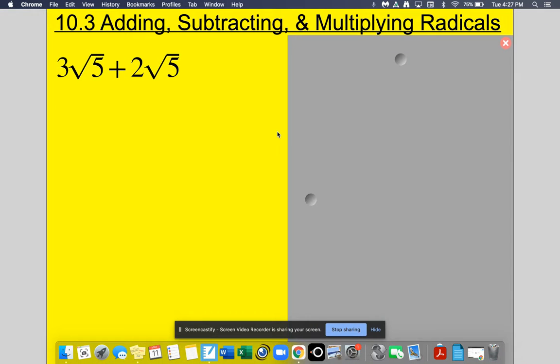Okay, this is adding, subtracting, and multiplying radicals. So we're just doing our basic operations and seeing how they function with our radicals.